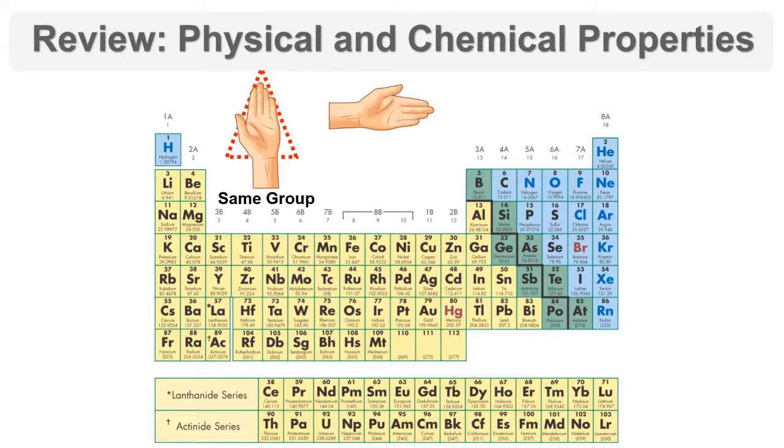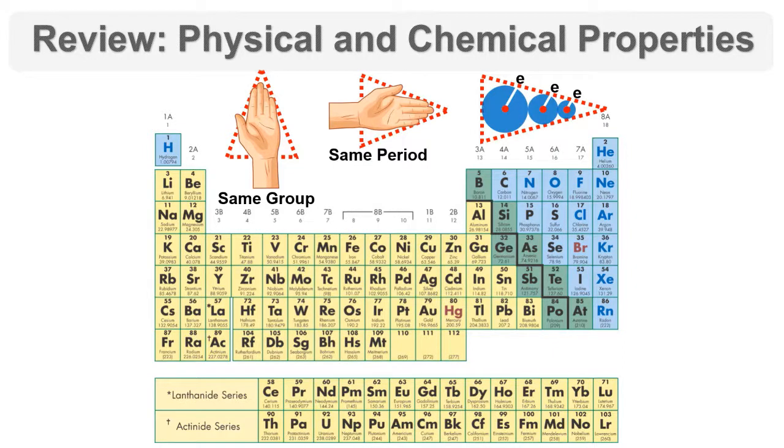If you place your hand horizontally, this represents period. Again, the palm of your hand forms a triangle, but this time it looks like a triangular flag. For elements in a period, atomic size decreases across the period.